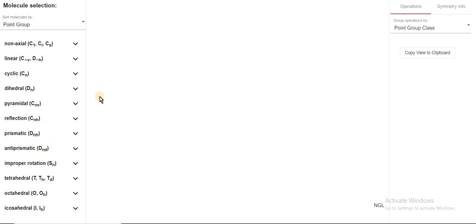We will be discussing sigma V plane, which is sigma vertical, sigma H plane, which is sigma horizontal, and sigma D plane. D stands for dihedral plane, and some other symmetry elements. And in upcoming videos, I will be uploading theory lectures also, so stay tuned. Now let's start the video.